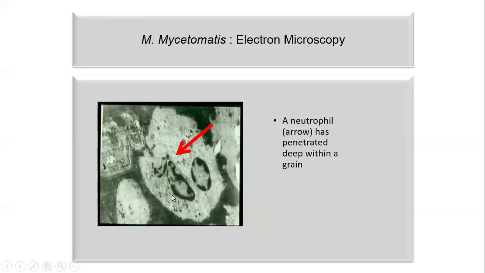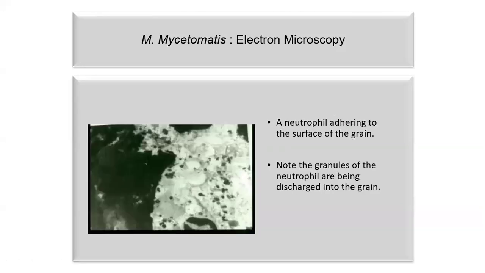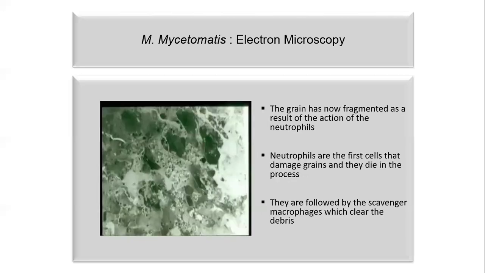And this is actually a neutrophil, okay? And as I said, it's multi-lobed, so that's why you see around three lobes here. This is a neutrophil where the arrow is. It has penetrated deep within the grain. And actually, this is another neutrophil, or also the same neutrophil, but adhering to the surface of the grain. And actually, it is depositing granules, okay? So it is discharging these granules into the grain. And the grain has now fragmented as a result of the action of these neutrophils.